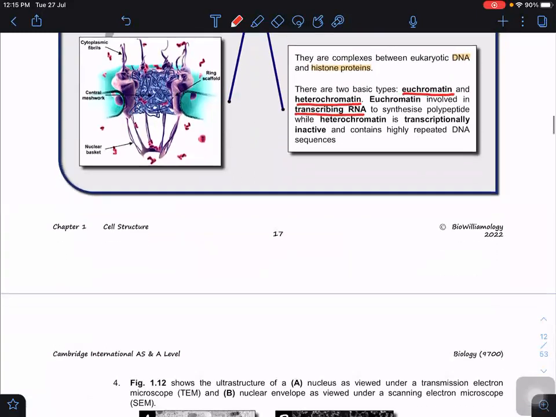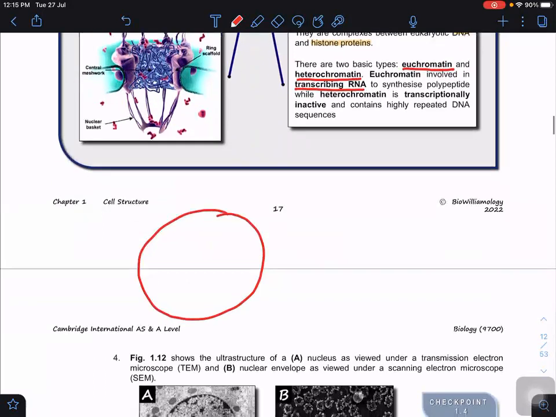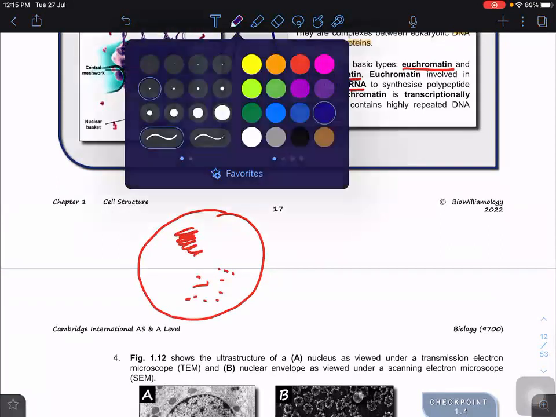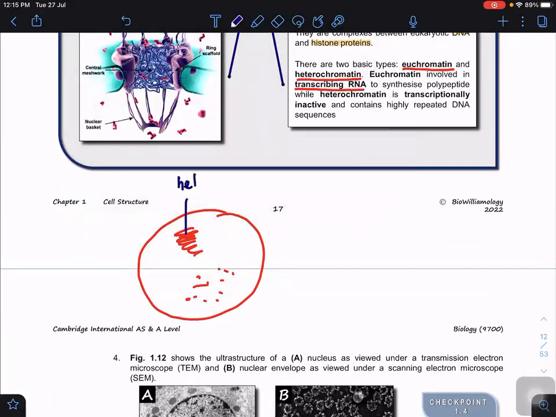Okay, so if you look at the structure of the nucleus, you can see that at particular regions, they are tightly coiled chromatin. Some parts are not tightly coiled chromatin. So the tightly coiled chromatin here is termed heterochromatin. The not so tightly coiled regions here are known as euchromatin. Okay, so what is the difference between heterochromatin and euchromatin?